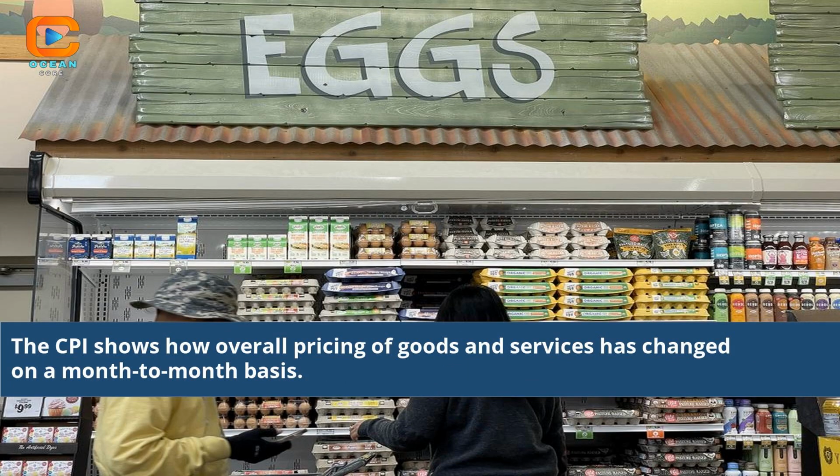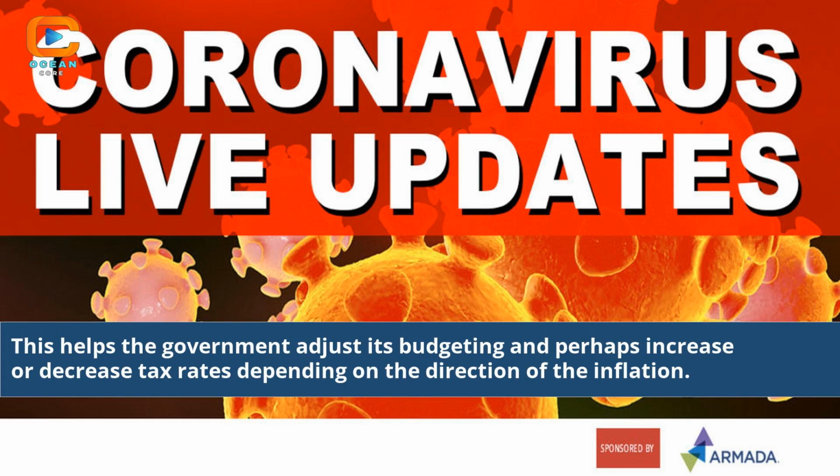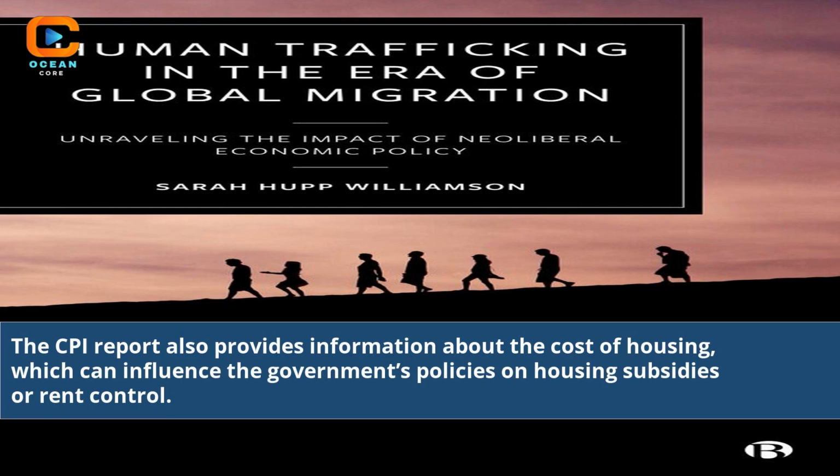The CPI shows how overall pricing of goods and services has changed on a month-to-month basis. This helps the government adjust its budgeting and perhaps increase or decrease tax rates depending on the direction of the inflation. The CPI report also provides information about the cost of housing, which can influence the government's policies on housing subsidies or rent control.